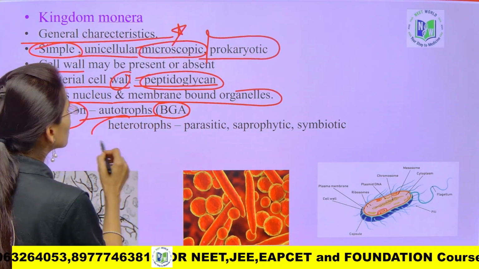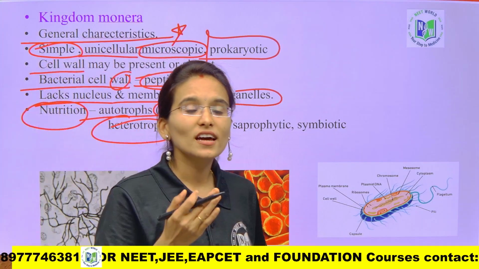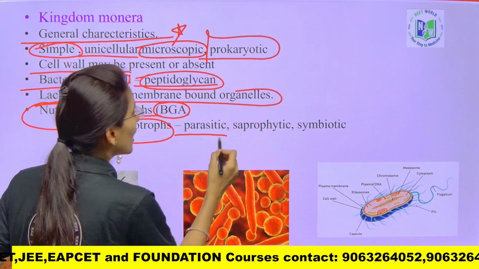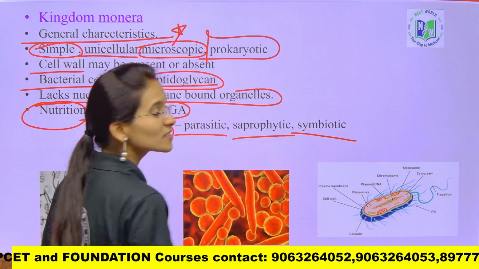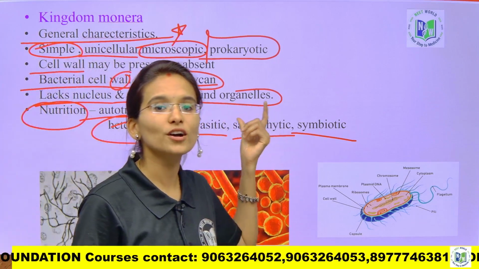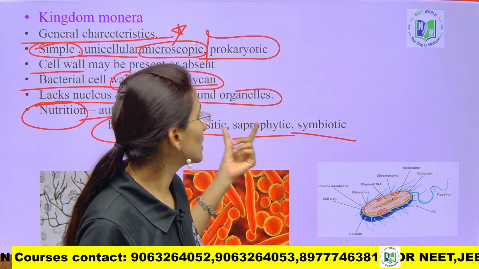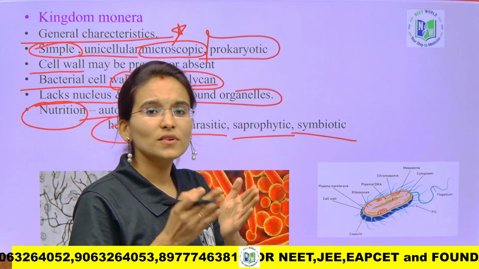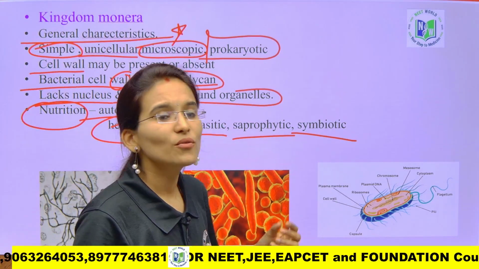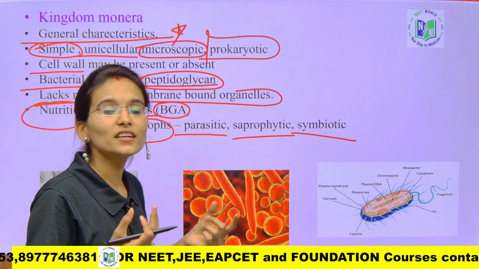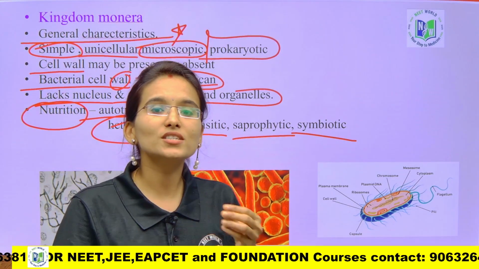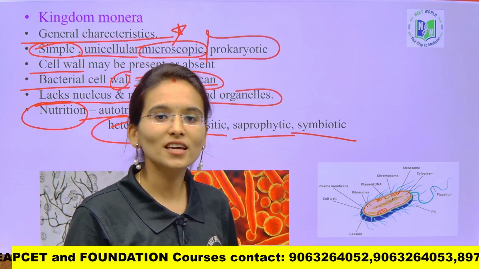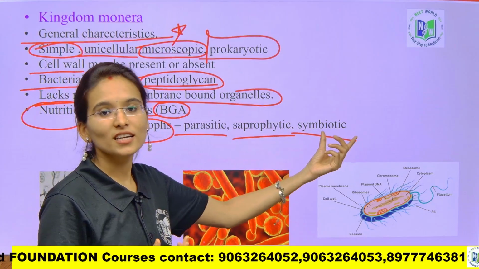When it comes to the heterotrophs, many microorganisms which are included under the Kingdom Monera are parasitic, symbiotic and saprophytic. So, now tell me, what does the term parasitic indicate? In the parasitic type of nutrition, the host is going to give a shelter, whereas the parasite is going to obtain nutrition from the host. The host is the one which provides a shelter and the parasite is the one which obtains the nutrition from the host, and they may also be symbiotic in relationship.